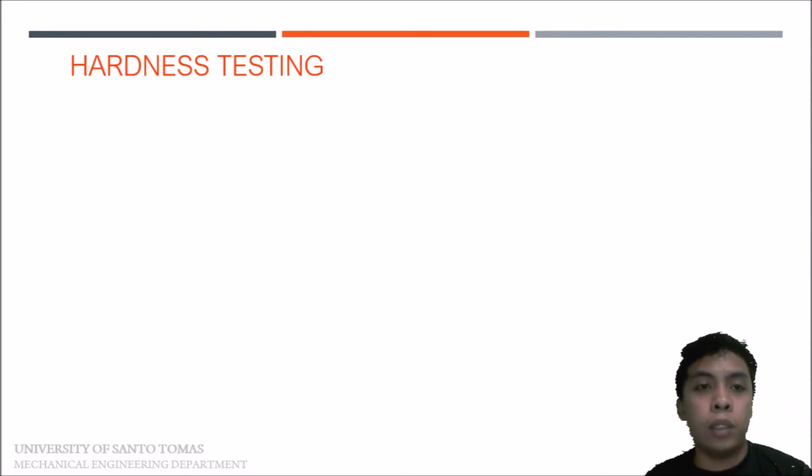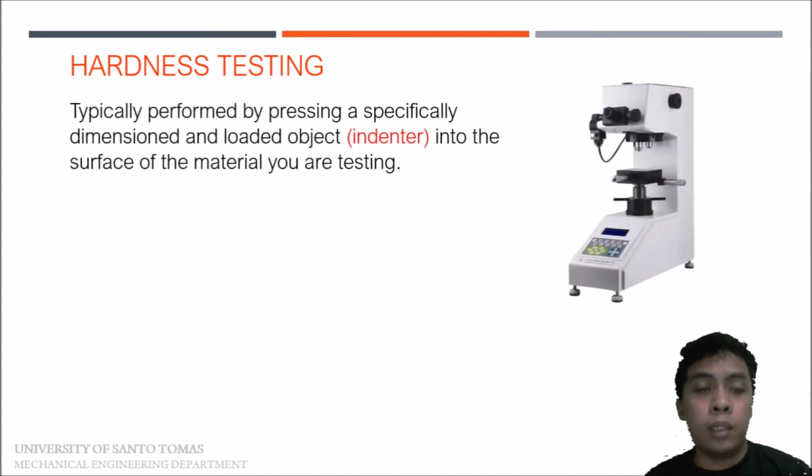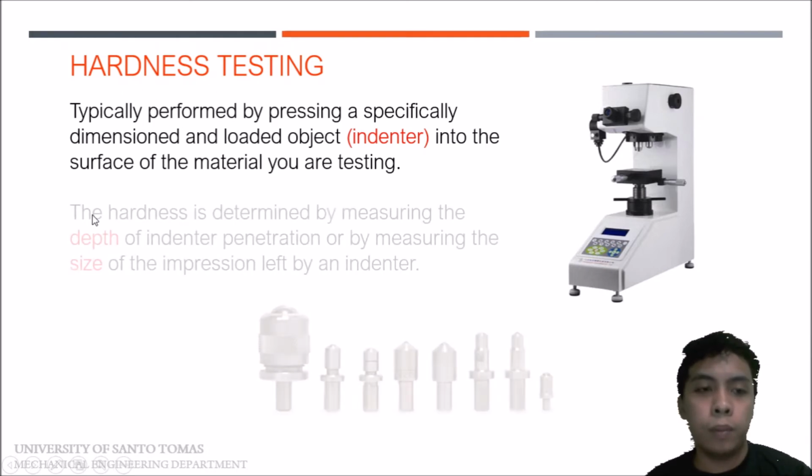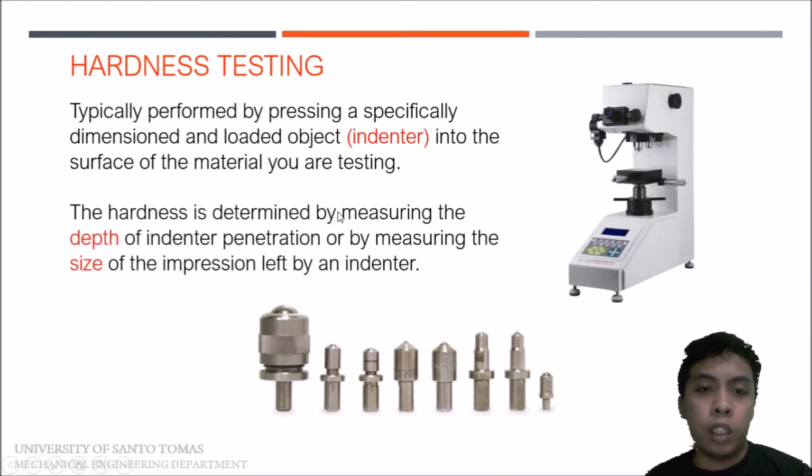Next, let's talk about hardness testing. Hardness testing is typically performed by pressing a specifically dimensioned and loaded object, sometimes called an indenter, into the surface of the material you are testing. So, nilalagyan natin ng indention. Pangkaraniwan yon kasi mamaya i-discuss natin na maraming type of hardness test. So the hardness is determined by measuring the depth of the indenter penetration or by measuring the size of the impression left by an indenter.